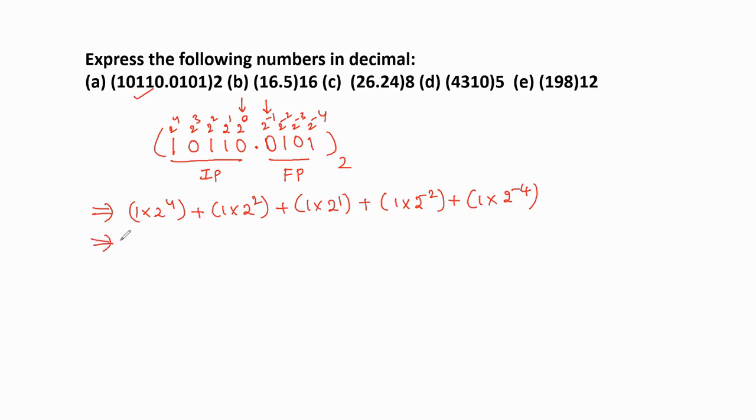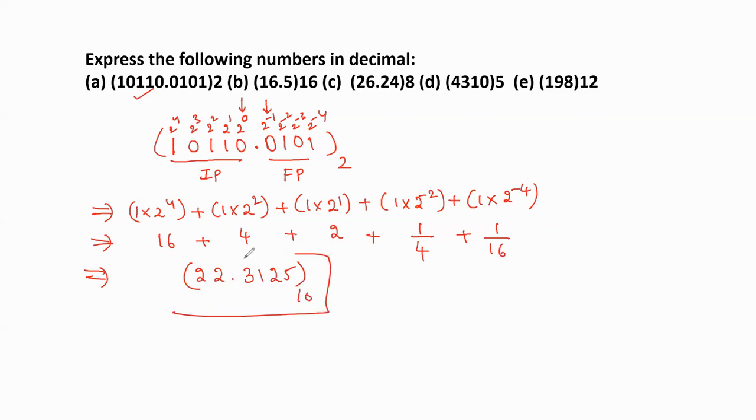Now simplify this equation and get the answer. So 16 plus 4 plus 2, plus 1 by 4, 2 power minus 2 means 1 by 4, and this is 1 by 16. This value becomes 22.3125 with the base 10. This is our decimal number for the given binary number.